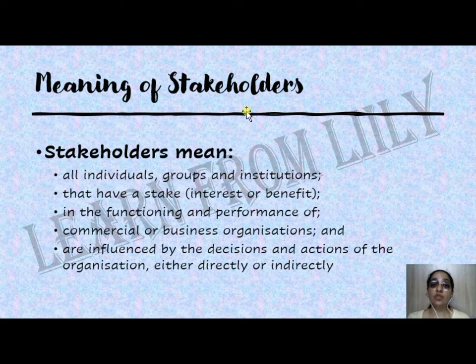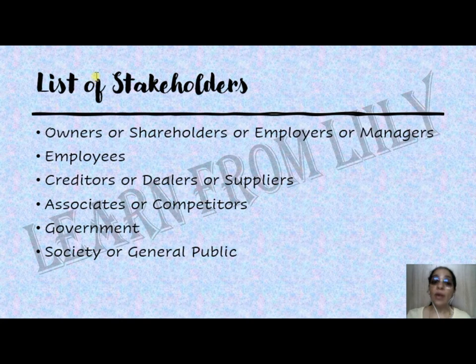When a person is interested in keeping a check on the functioning of an organization, why am I keeping that check? Because the direct effect of that functioning or the performance of that organization is going to affect me in some way or the other. Let us see who can be the stakeholders. So obviously our first set of stakeholders are the owners. The owners of an organization definitely directly have a stake in the organization.